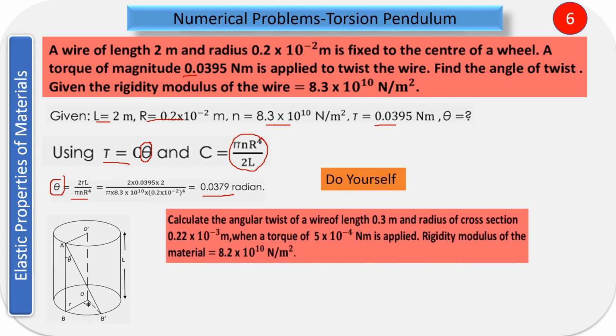So one similar type of problem again for you. Calculate the angular twist, right? Angular twist of length 0.3 meter and the radius of the cross section 0.22 into 10 to the power minus 3 meter when the torque of 5 into 10 to the power minus 4 Newton meter is applied. Rigidity modulus of the wire is given. So what is given? Your length of the wire is given, the radius is given, right? Modulus of rigidity is given, your tau value is given, and you have to find out what is the value of theta. So exactly it's the same problem.